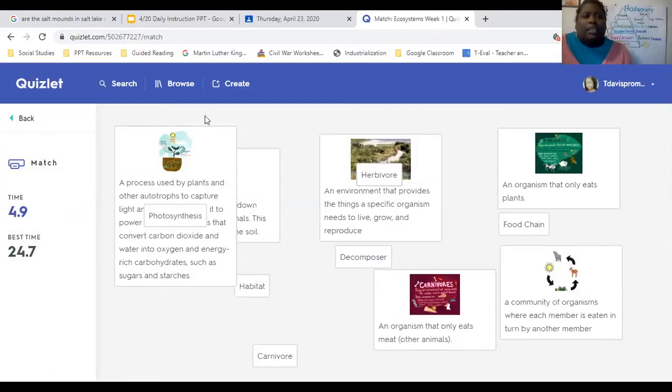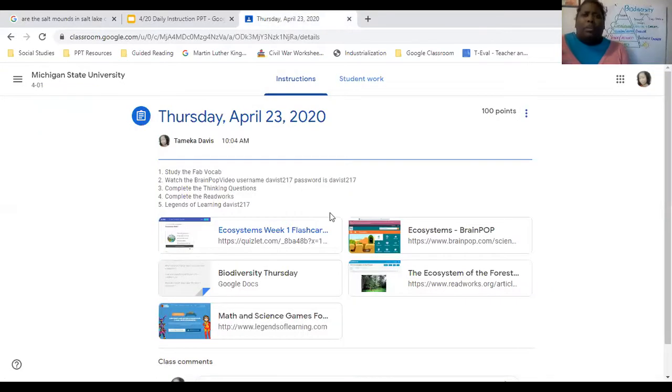Ms. Davis is not going to play again. However, we are going to go back to Google Classroom so that we can further our learning because I want you to be ready for 5th grade. All right, so after we do our fab vocab, then we're going to watch a video through BrainPop. I changed the password and the username.